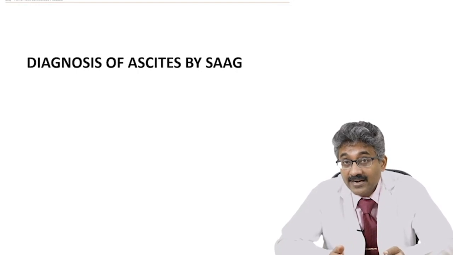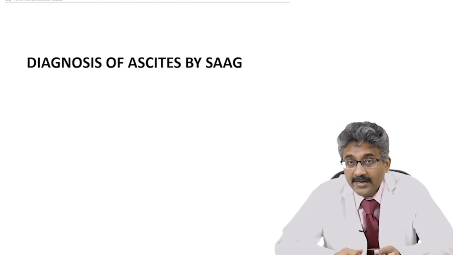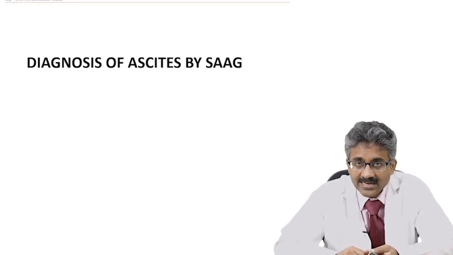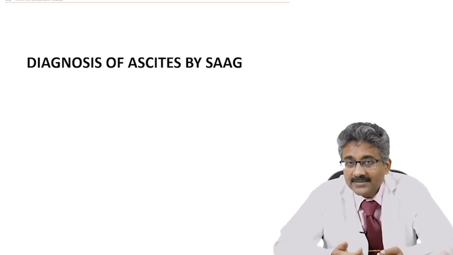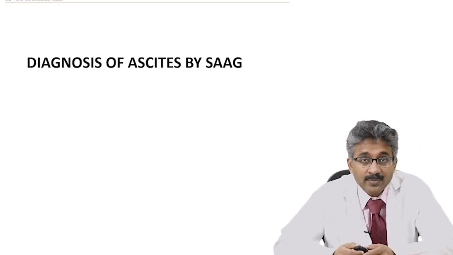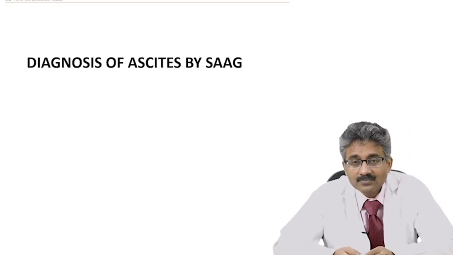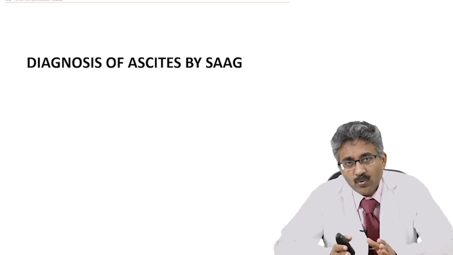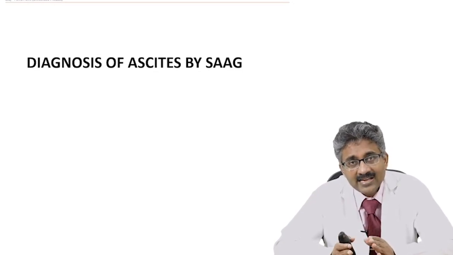This is the gross appearance of the fluid. What are the other investigations you send in ascitic fluid analysis? You will send protein, sugar, cell type, cell count, and to diagnose tuberculosis, you can send ADA, smear, culture. Nowadays CBNAAT. One important investigation which will be helpful in ascitic evaluation is SAG, the serum ascites albumin gradient. Suppose the serum albumin is 4 and ascites is 3, then SAG is 4 minus 3, which is 1.